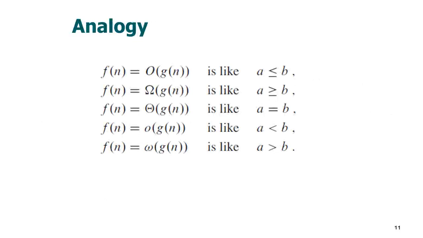An analogy between the asymptotic notations and the comparison operators is given here in the table. For example, f(n) equal to O(g(n)) is like a ≤ b. f(n) equal to Ω(g(n)) is like a ≥ b. f(n) equal to Θ(g(n)) is like a = b. f(n) equal to o(g(n)) is like a < b. f(n) equal to ω(g(n)) is like a > b.